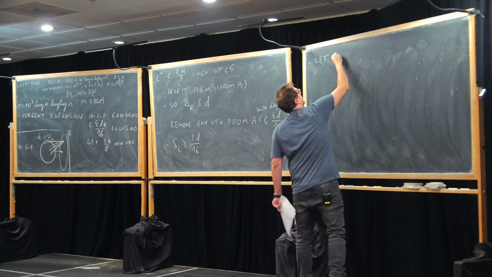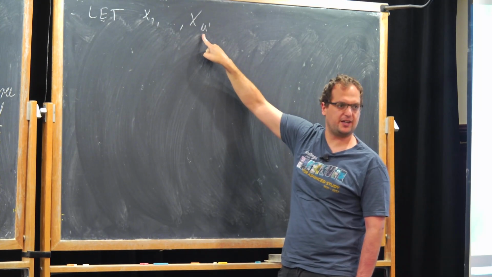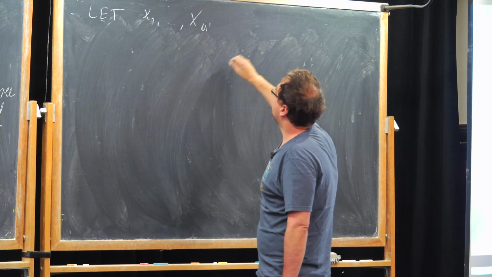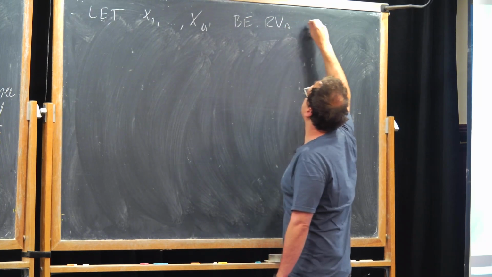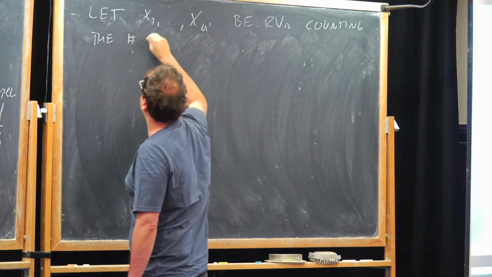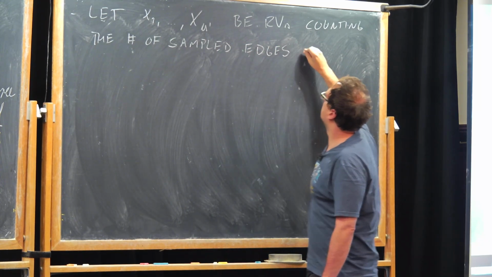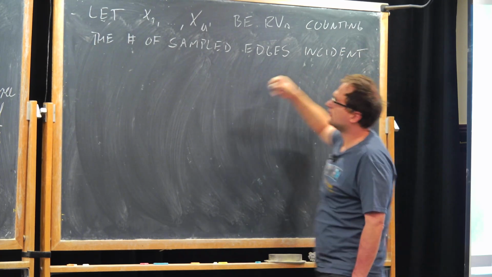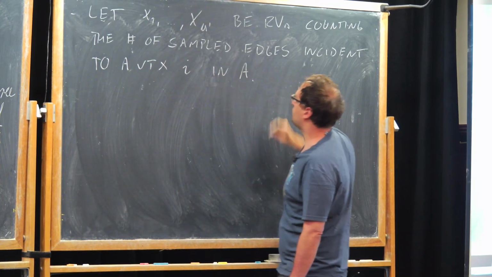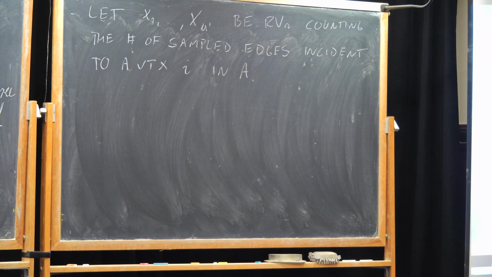So let x1, and yeah, I should do it from the left. So note that we no longer have u vertices. We have maybe fewer because we deleted some of A, but we still have the expansion which is controlling the size of everything, left and right. So let these be random variables counting the number of sampled edges incident to a vertex i in A. Right, so I go through everyone who is still in A. I look at all the edges there, and I introduce a random variable which tells me how many should survive.